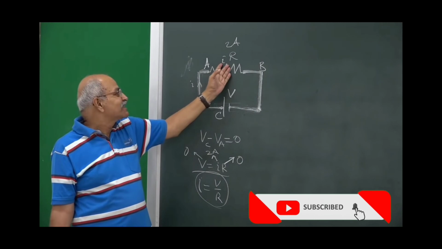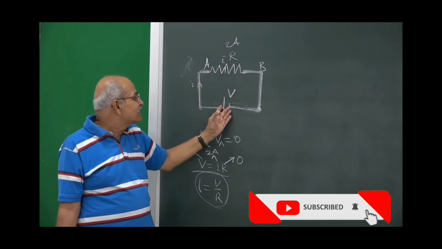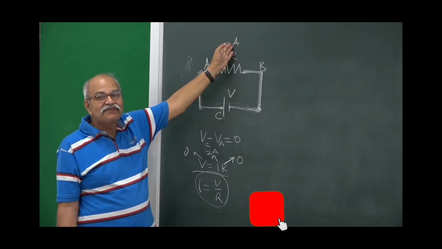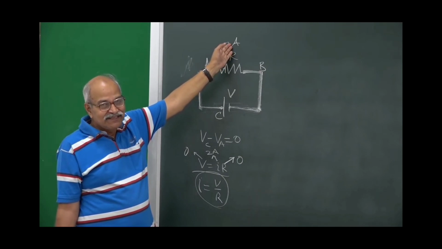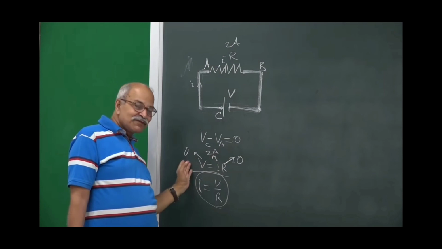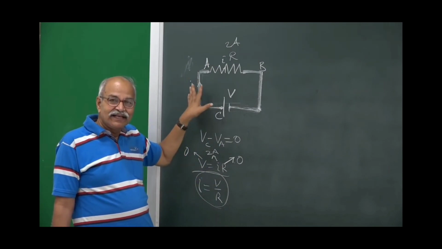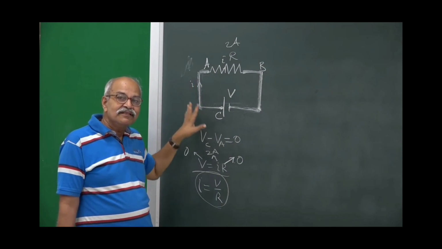And if you change the resistance here or change the battery here, this 2 amperes becomes 1 ampere or 0.5 ampere or 1.5 ampere, it does not matter, even then this equation will be okay. So it is perfectly logical and in accordance with Ohm's law.